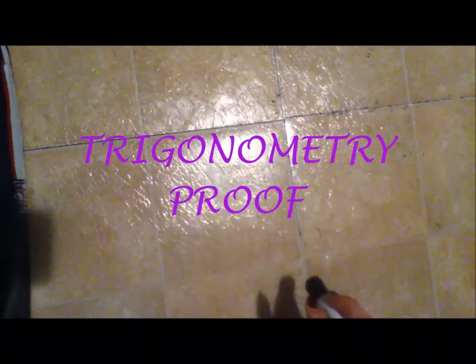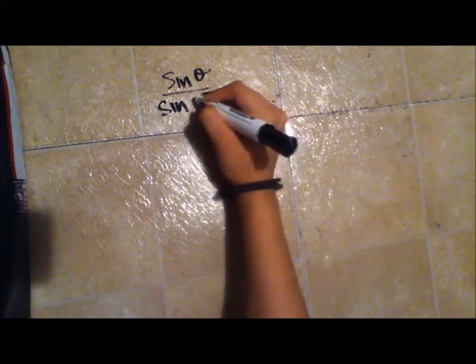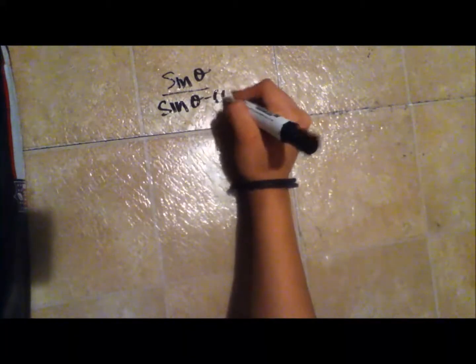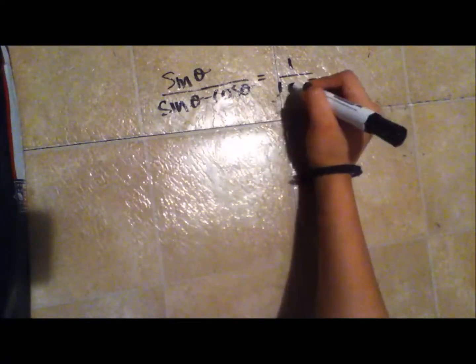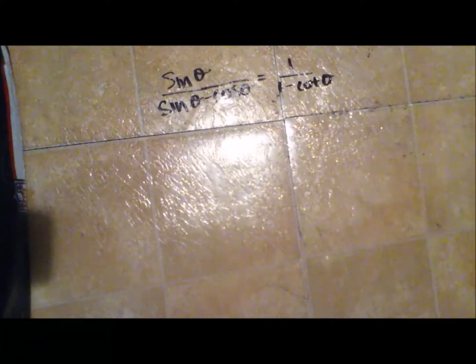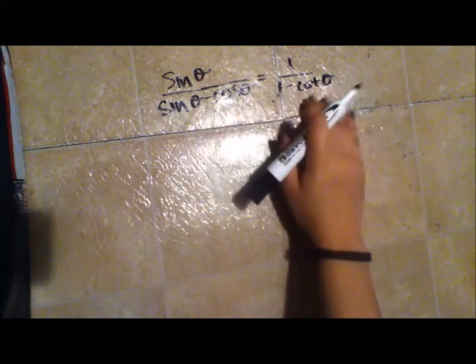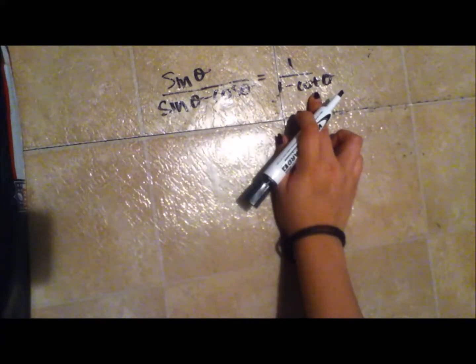We will be solving a trigonometry proof, and we will start with sine theta over sine theta minus cosine theta equals 1 over 1 minus cotangent theta. Okay, so the first thing we're going to do is ignore this side and work with this side to change cotangent in terms of cosine and sine.